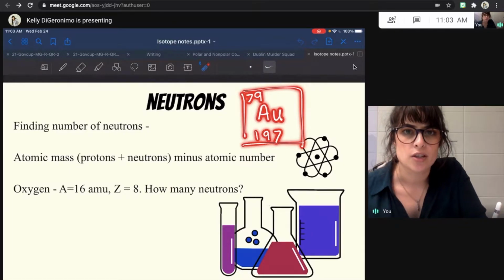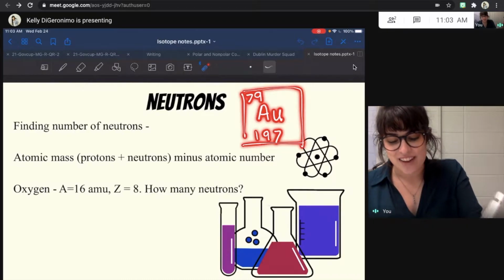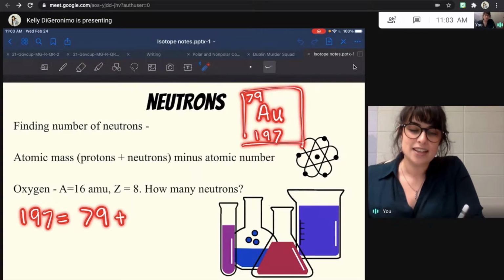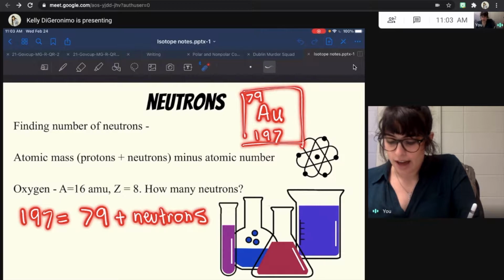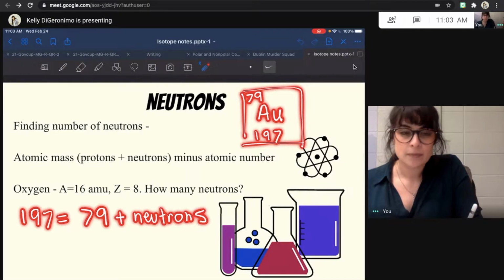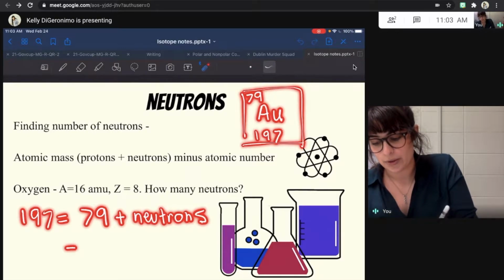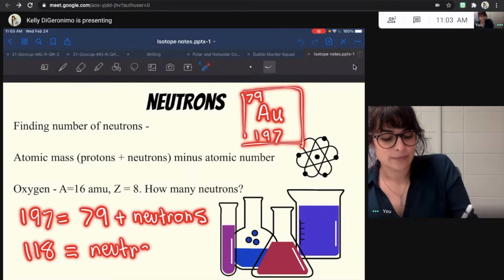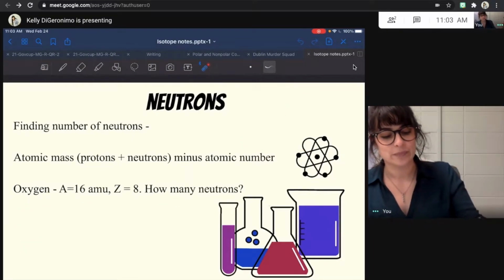How many protons does gold have? You're right if you said 79. So its atomic mass of 197 equals 79 protons plus a number of neutrons that we don't know. Try it on your own. How many neutrons does an atom of gold have? You got it if you said 197 minus 79 equals 118 neutrons. We did it the same way as oxygen, it's just bigger numbers this time.